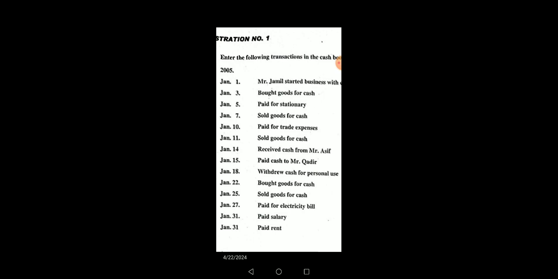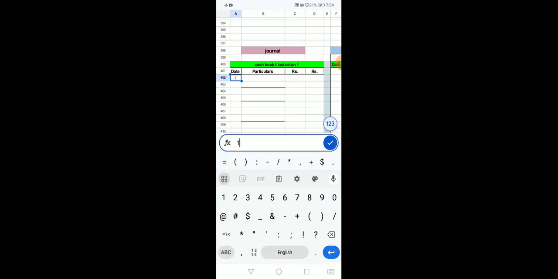Let's see what the first entry is saying to us. January 1 is the date, so we are putting the date first. We'll write 1 over here. Since all the dates are associated with 1 month, that is January, you may write January in English, or you may not write it. I have mentioned dates only.